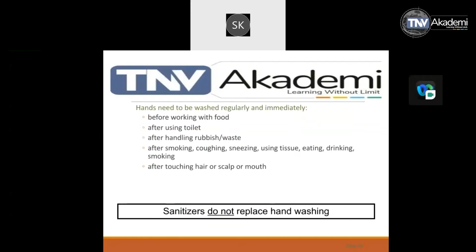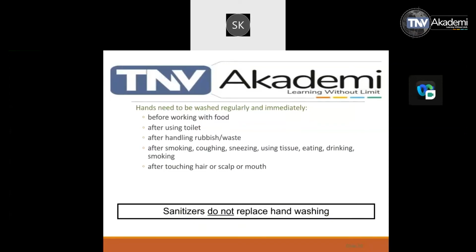Hands need to be washed regularly and immediately, like before working with food, after using the toilet, after handling rubbish or waste, after smoking, coughing, sneezing, using tissue, eating, drinking, and after touching hair, scalp, or mouth. So whenever you do any of these activities, you have to wash your hands.